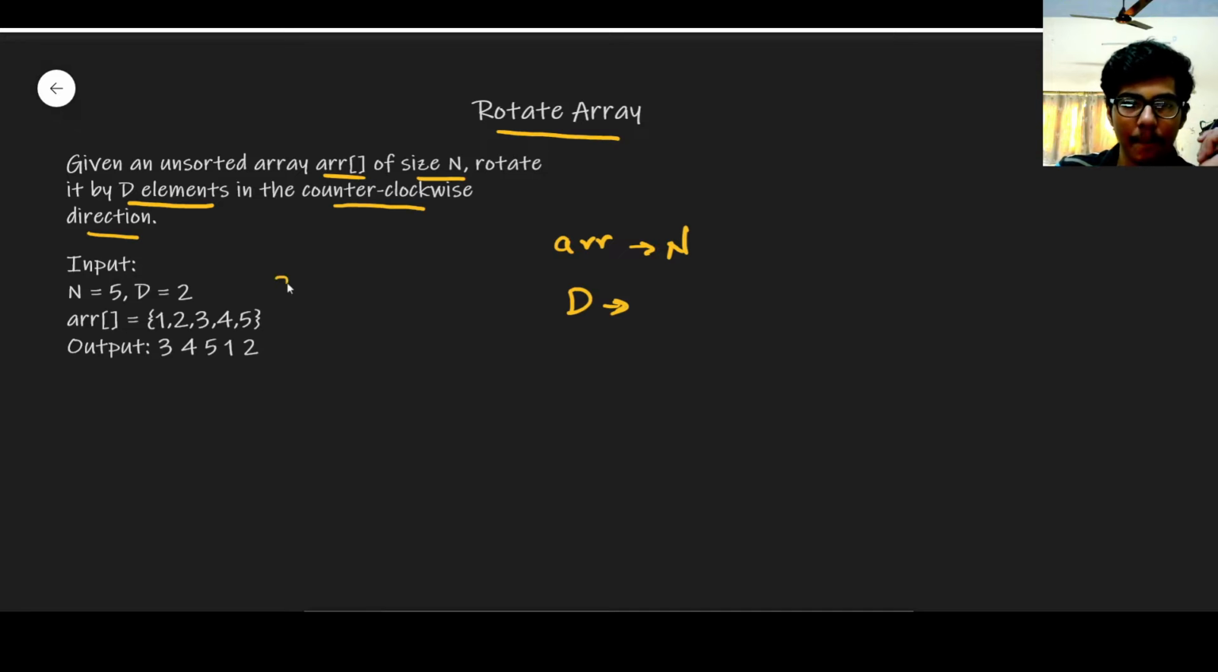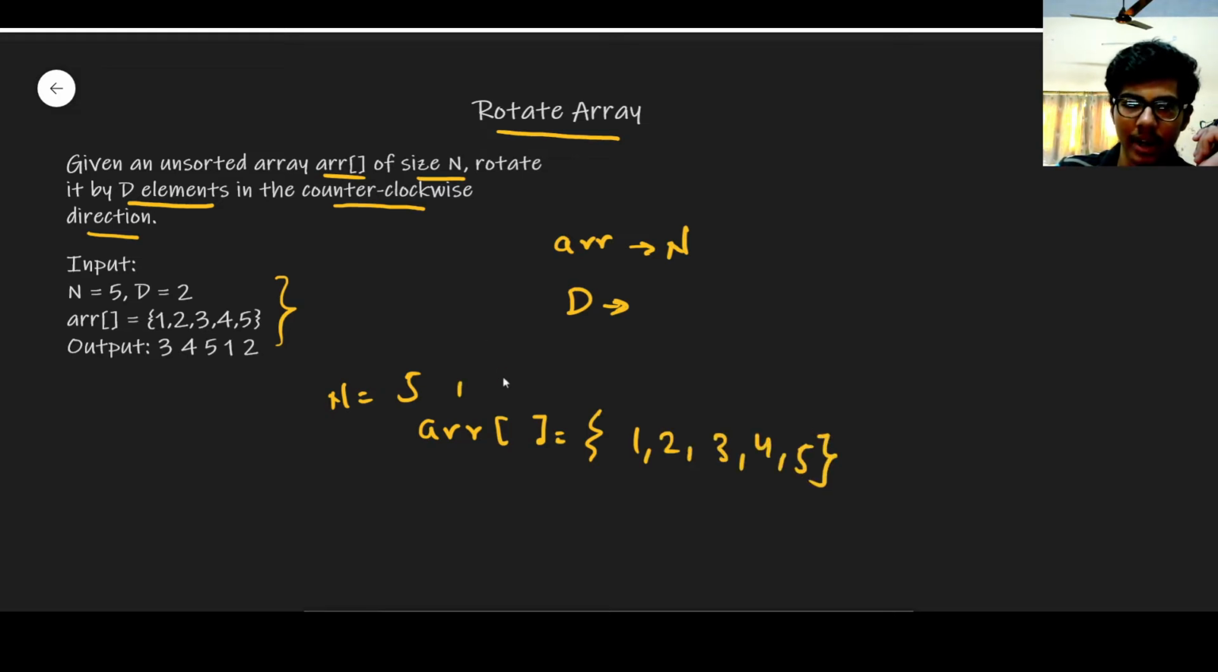Let me take this example. We are given n equal to 5, and we are given the array 1, 2, 3, 4, 5. We are also given a d which is equal to 2. So it is saying that we have to rotate the array counterclockwise by d elements.